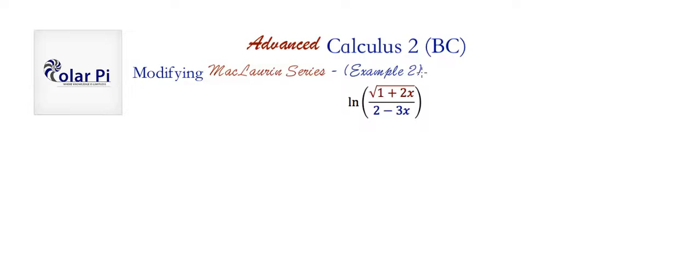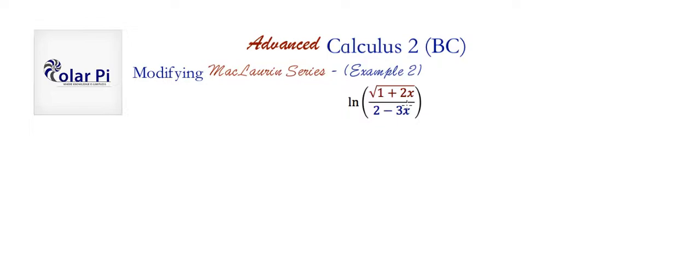Yeah, so example 2 here, and this time we have to find the Maclaurin series expansion for this function. Now, it might not be clear how we get started, but it should be clear that we need to somehow make use of the Maclaurin series for ln of 1 plus x. And in order for us to be able to use it, we need to modify this first using log rules.